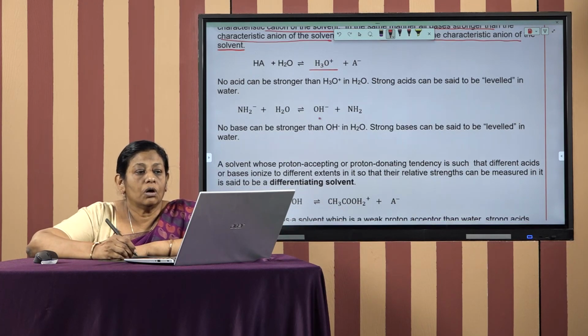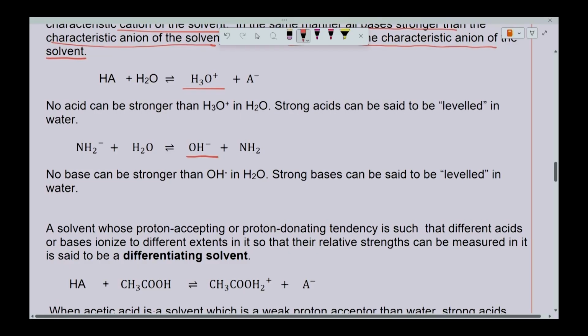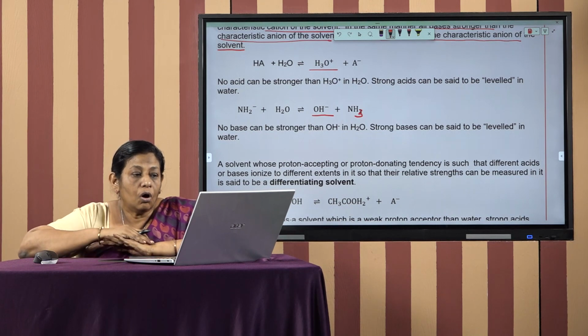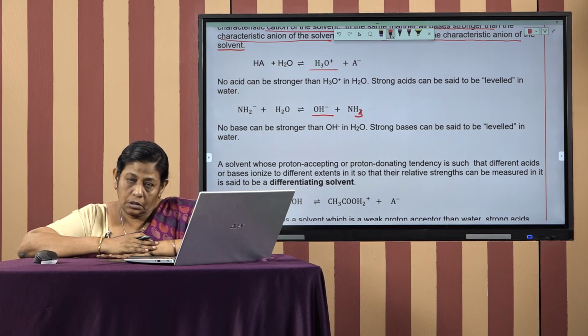no base can be stronger than the OH- ion in water. So, OH- is the strongest basicity, and the same basicity will be the strength of all the bases added to water. See, NH2- is an amide ion, added, let it be sodium amide or whatever it is. When added to water, it goes to OH- and NH3. So, what happens? It is all leveled to the OH- ion.